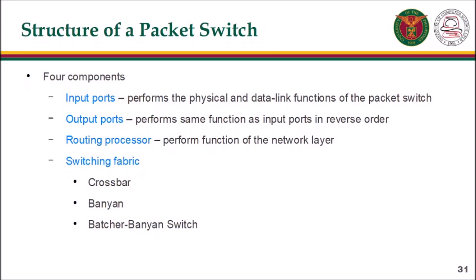A packet switch has four components: input ports, which perform the physical and data link functions; output ports, which perform the same functions as input ports in reverse order; the routing processor, which performs functions of the network layer; and a switching fabric, which can be a crossbar, a banyan, or a Butcher-Banyan switch.